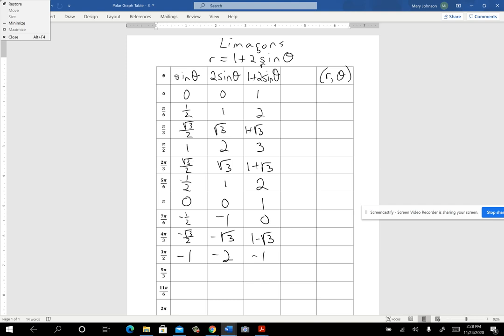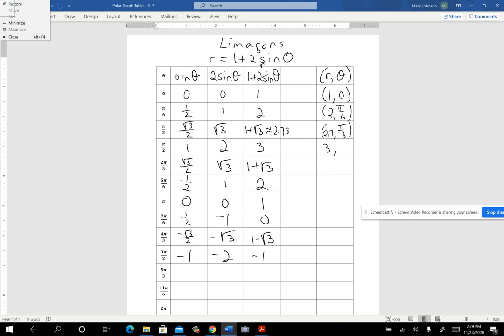And so then I'm able to see my ordered pairs. It'd be 1, 0. And then it'd be 2, pi over 6. And then 1 plus the square root of 3 is about 2.73, I think. Let me see what square root of 3 is again. I should know that, but I just don't want to say the wrong thing. Square root of 3, yeah, that's 1.73. So that'd be 2.73. So it'd be about 2.7 with pi over 3.